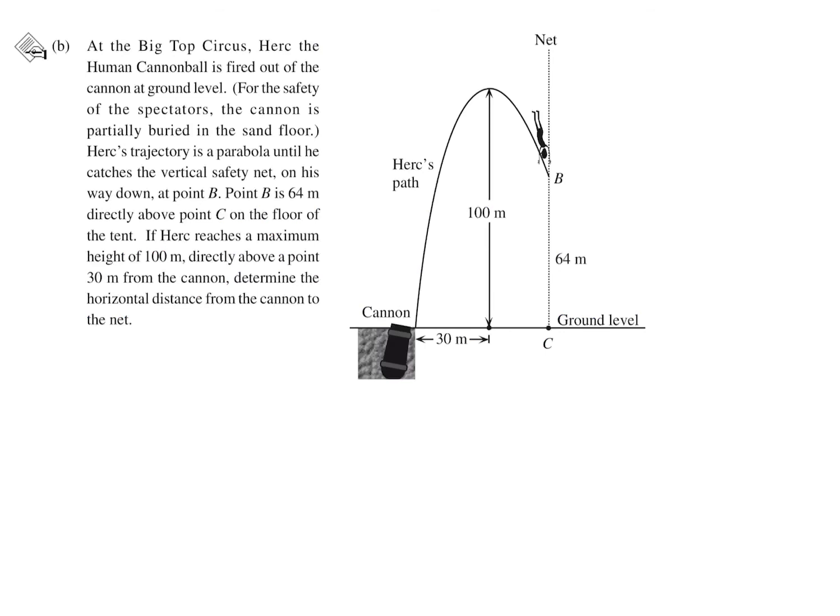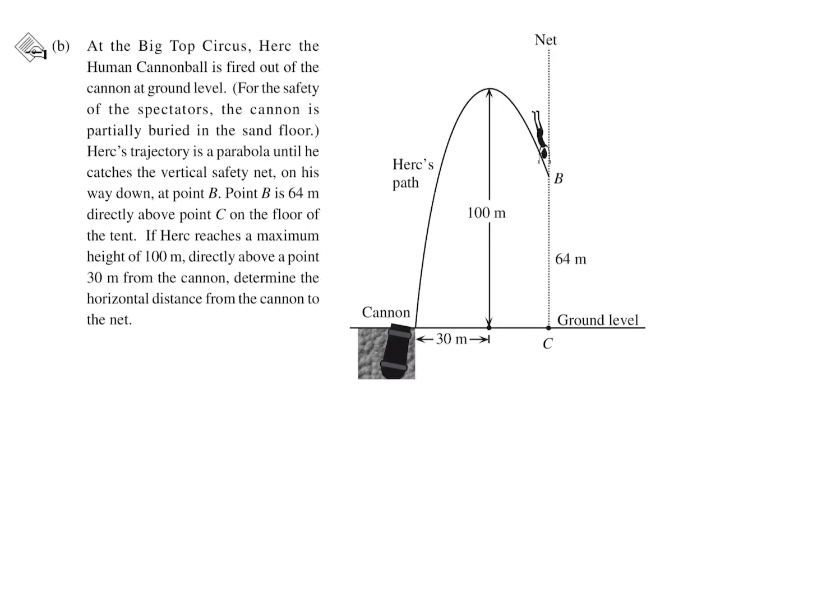At the Big Top Circus, Herc, the human cannonball, is fired out of the cannon at ground level. For the safety of the spectators, the cannon is partially buried in the sand floor. Herc's trajectory is a parabola until he catches the vertical safety net on his way down at point B. Point B is 64 meters directly above C on the floor of the tent. If Herc reaches a maximum height of 100 directly above a point 30 meters from the cannon, determine the horizontal distance from the cannon to the net.